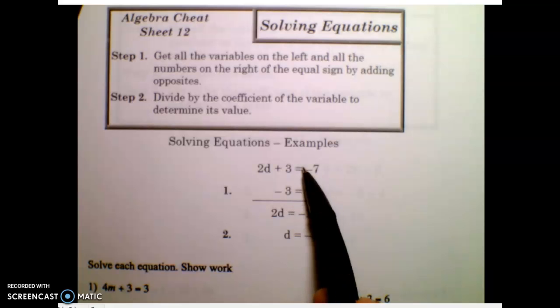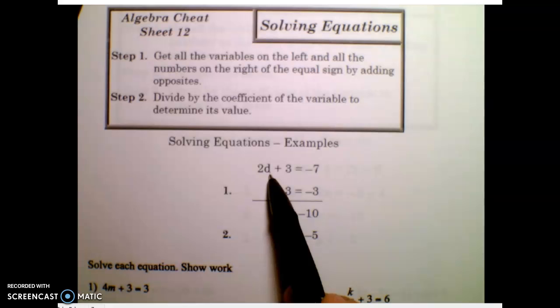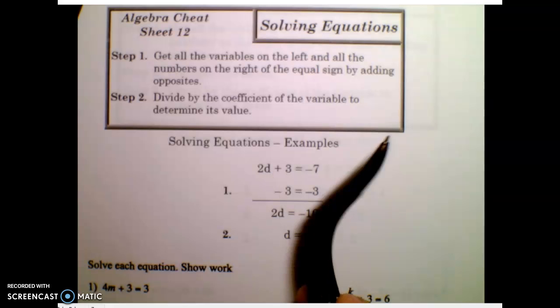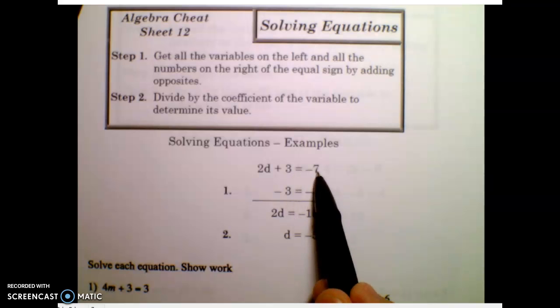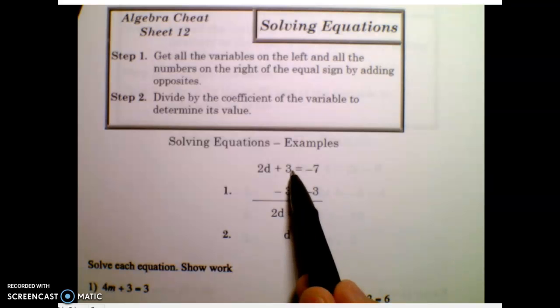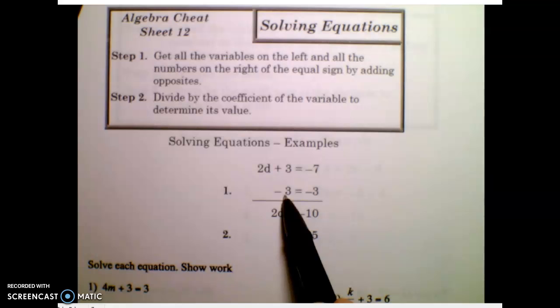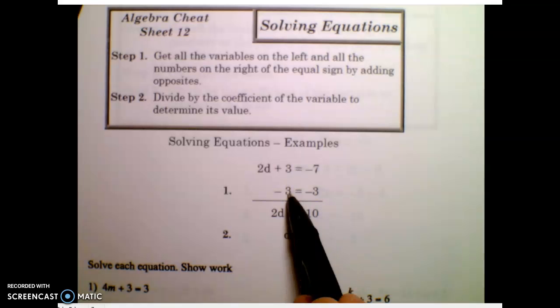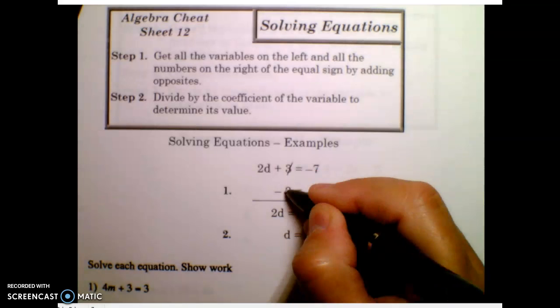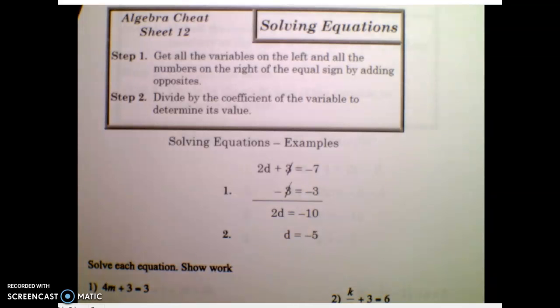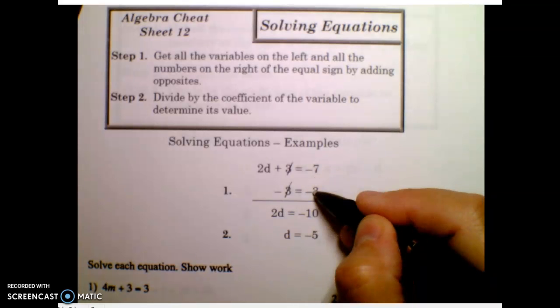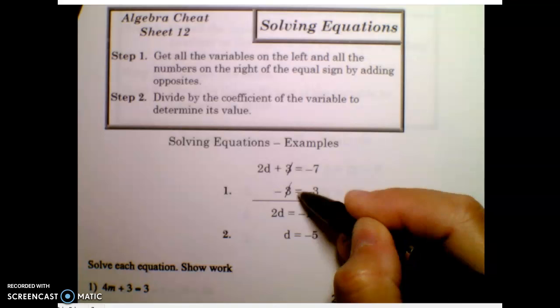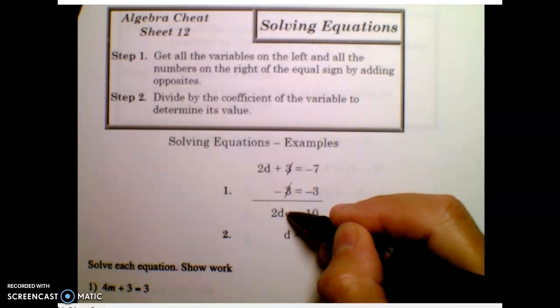Step 1, I need to get this side to have just variables on it. Right now I have 2d plus a number. I'm going to move that number to the other side. The way I do it is I do the opposite. So the opposite of a positive 3 is a negative 3. So I'm going to subtract 3 here and subtract 3 here. A positive 3 and a negative 3 is 0, they cancel. I have negative 7 minus 3 is negative 10. And I bring down my 2d.